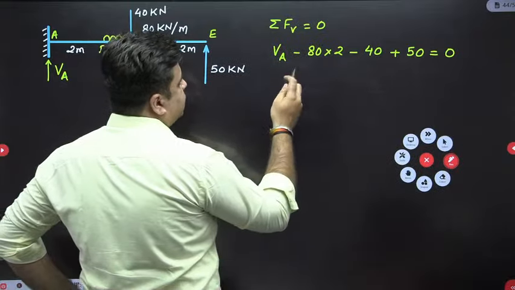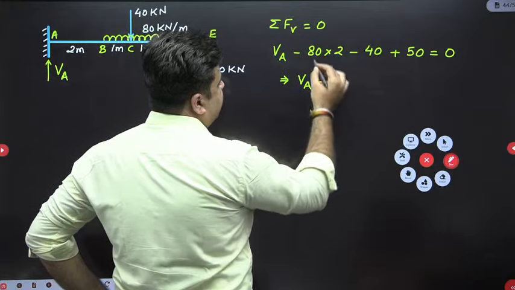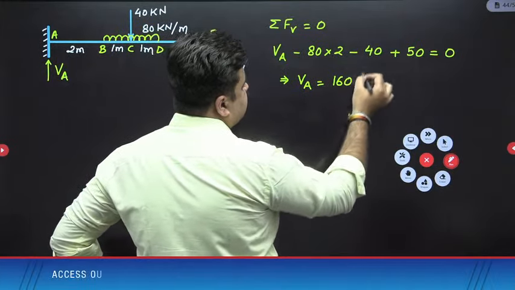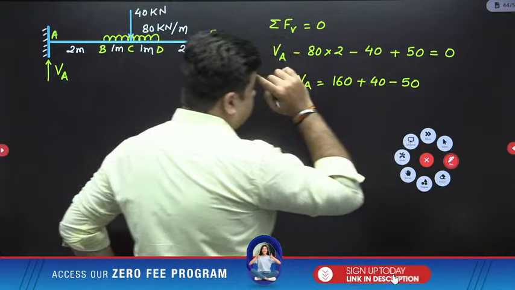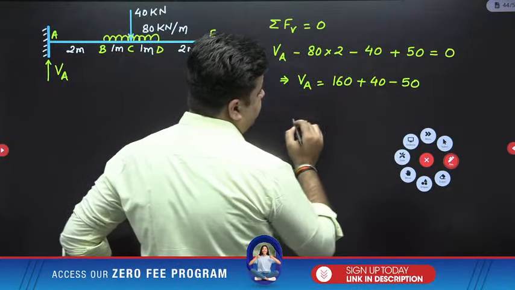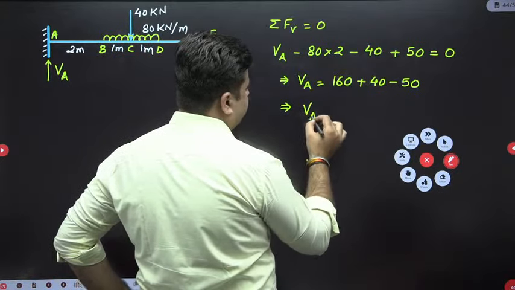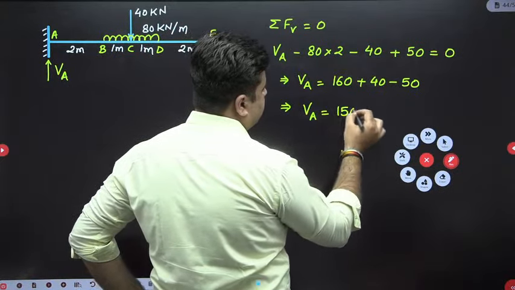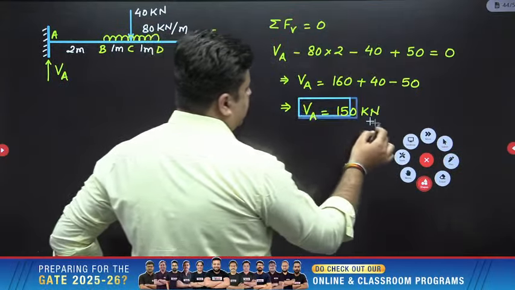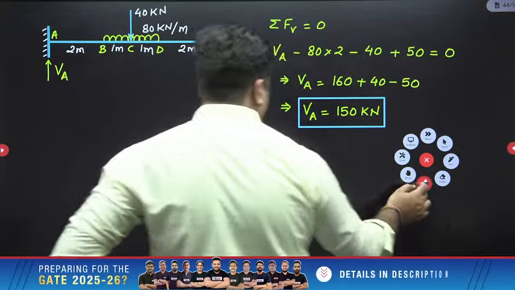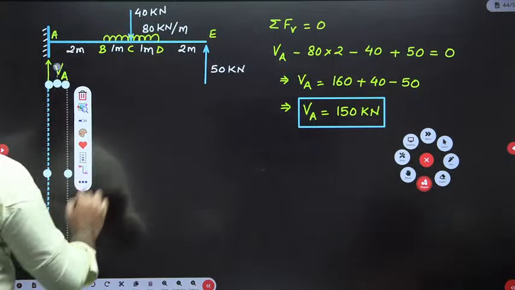So VA is equal to 80 into 2, that is 160, 160 plus 40 minus 50. So this will be 150. So VA will be equal to 150 kilonewton. Use the short trick and draw the shear force diagram.